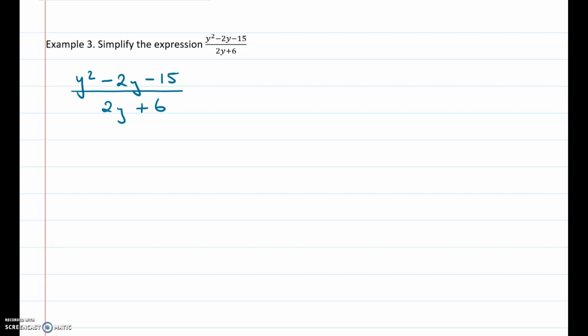What we can try and do is factor both the top and the bottom. So if we look at the top at the minute, y squared minus 2y minus 15, the numerator, that's a simple trinomial. So the factors of that are going to be the factors of y squared, or y and y. Factors of 15 that have a difference of 2, well, that would be 5 and 3, because they multiply to give you 15, but they have a difference of 2.